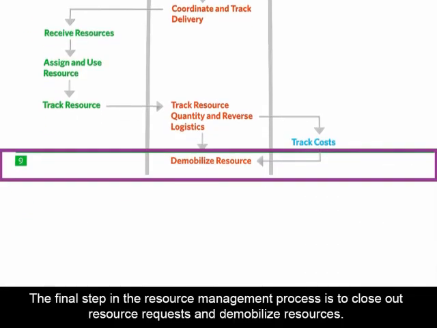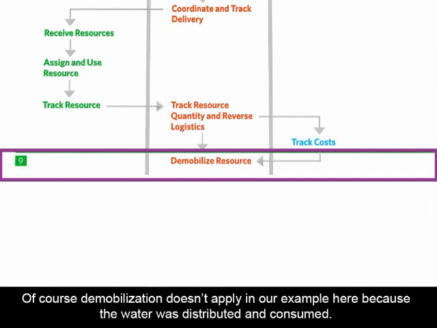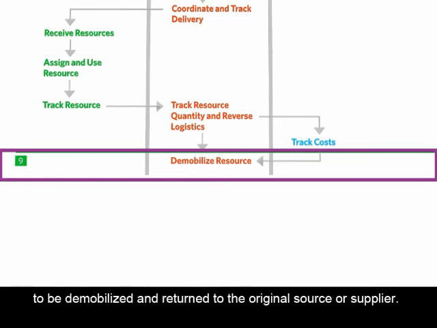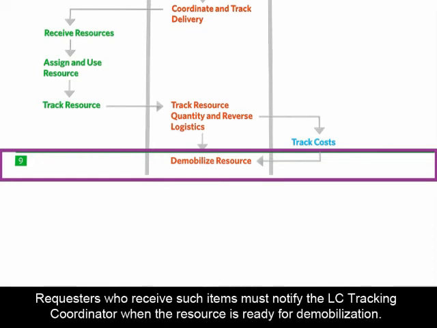The final step in the resource management process is to close out resource requests and demobilize resources. Of course, demobilization doesn't apply in our example here because the water was distributed and consumed. But remember that unused, reusable, or rented resources, such as equipment and vehicles, will need to be demobilized and returned to the original source or supplier.